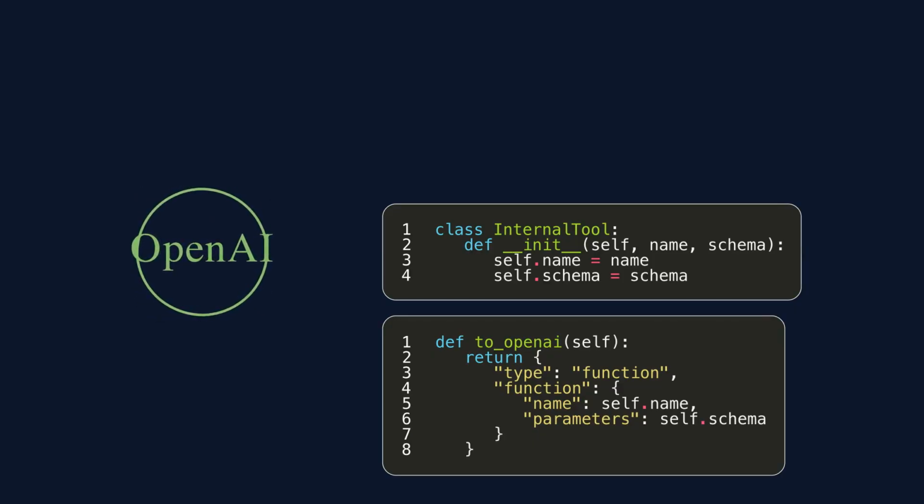Imagine a prism. The MCP tool comes in as a standard protocol object. Your client class acts as this prism, translating that object into the specific JSON format your LLM expects, whether that's OpenAI's function calling format or Anthropic's tool use format. By abstracting this translation layer, your agent becomes model agnostic.